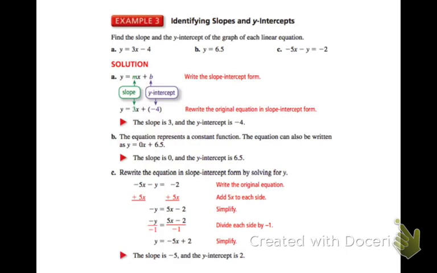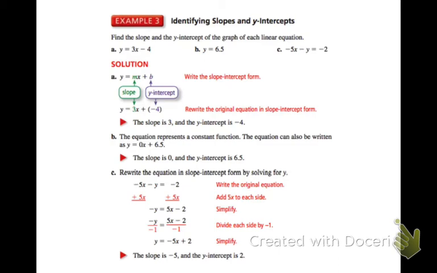If we look at letter A in example 3, and this was just one to watch, you don't have to write anything, y is equal to 3x minus 4. In A, you can identify m and b. So the slope is 3, and the y-intercept is negative 4 in this case. For part B, y is equal to 6.5. We have a slope of 0 because there is no slope, it's just the constant, which is the y-intercept of 6.5.